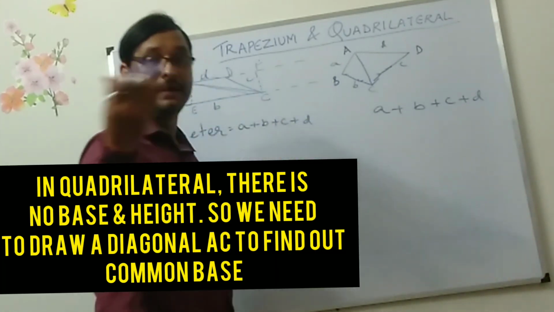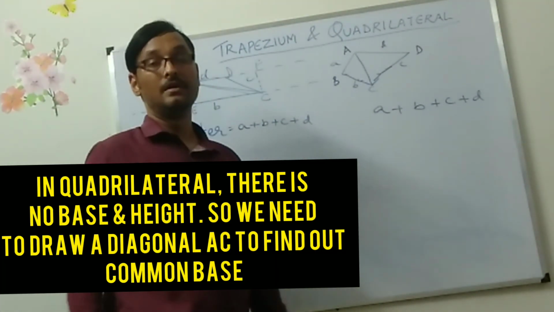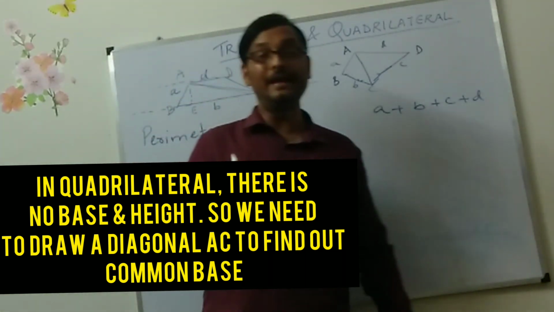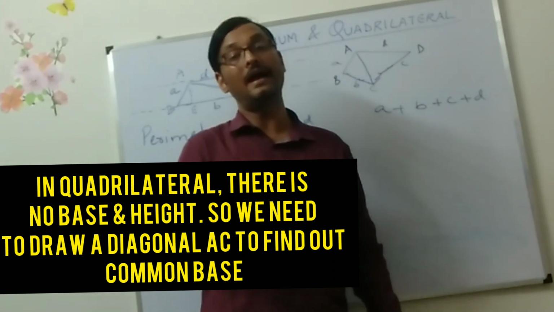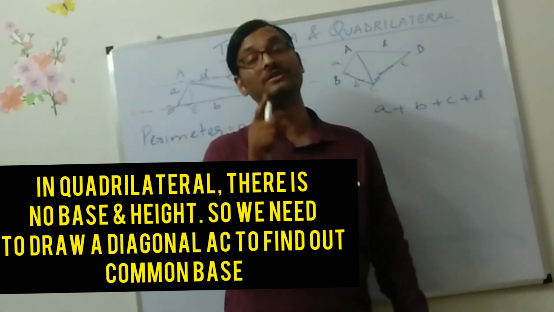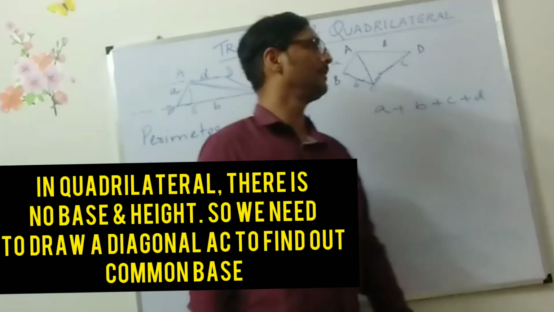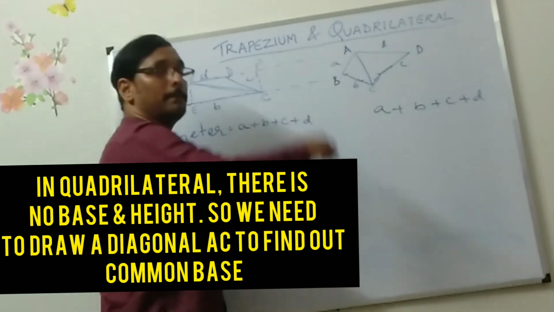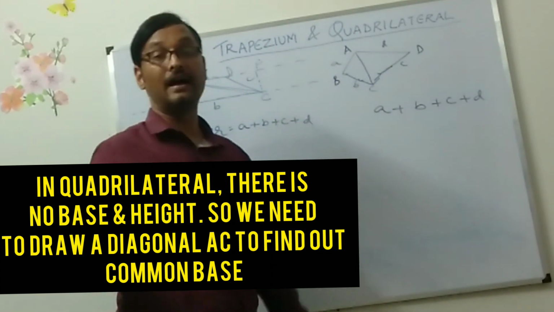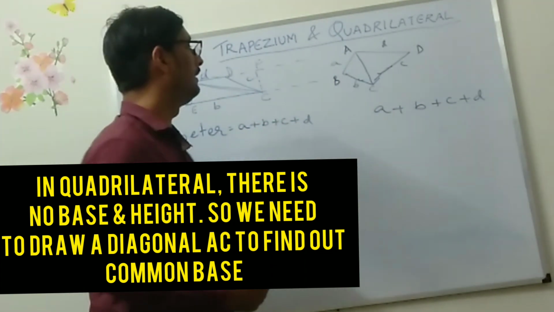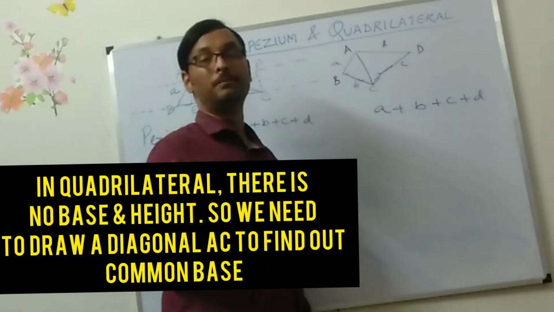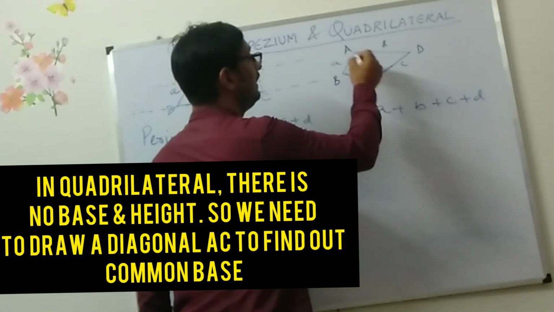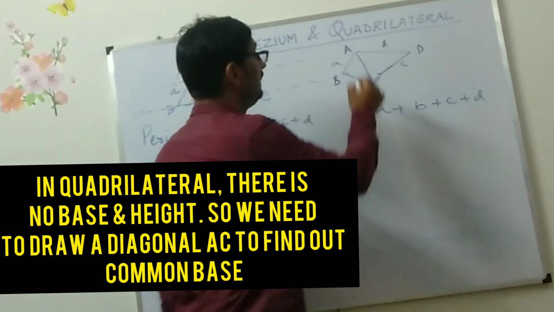Now come to quadrilateral. In quadrilateral, there is no base and there is no height. So what do I have to do? I have to decide one line which is common to both of them as a base. So what is common in both of these two triangles? Tell me. I have made a diagonal. In triangle ABC and in triangle ADC, what is common? AC is common.